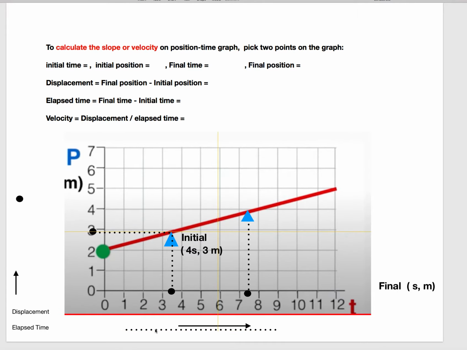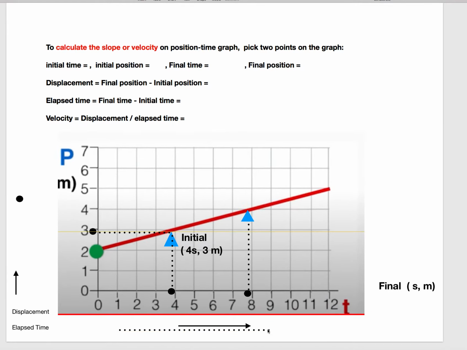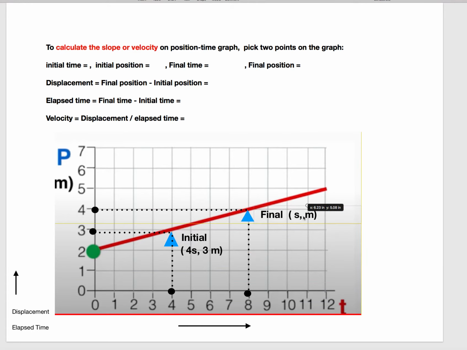I'm trying to catch this little line. Yeah, I got it. And then I go horizontal here until I touch the y-axis, and then that will be the position. So it's exactly at 4. And then I can mark it. So this is the final, or the second one if you want. And then I'll put here 8 seconds. The x for it is 8, and then the y is 4.